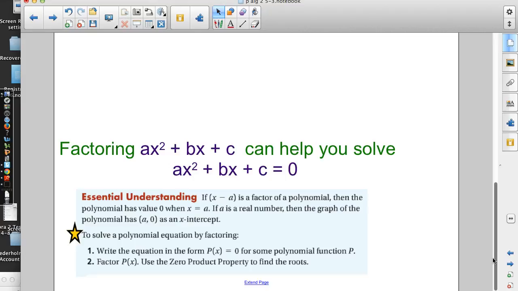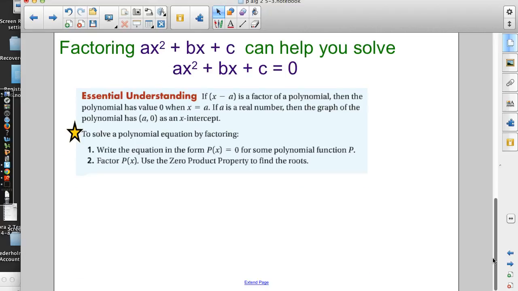We've been doing this all along and trying to make that connection with, hey, these are the x-intercepts, so we can know a lot about our quadratics before we graph them. So our essential understanding is: if x minus a is a factor of the polynomial, and notice again that's a linear factor, then the polynomial has a value of 0 when x equals a. Because if we put a in here, a minus a would give us 0. If a is a real number, then the graph of the polynomial at the point (a, 0) has an x-intercept. So there's our connection with what we're going to see visually.